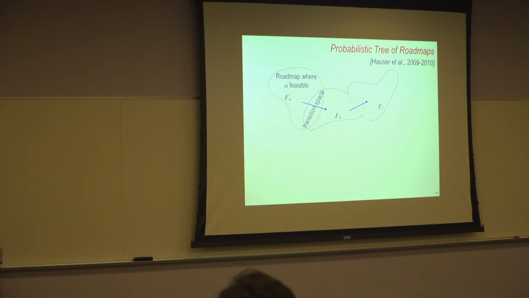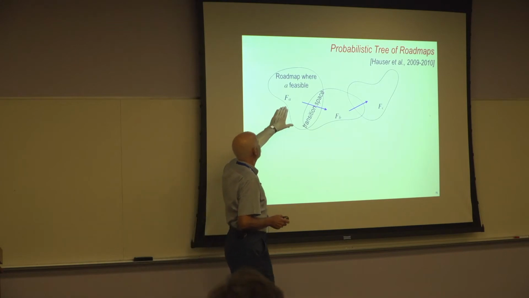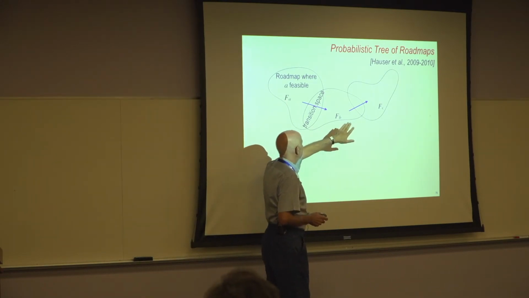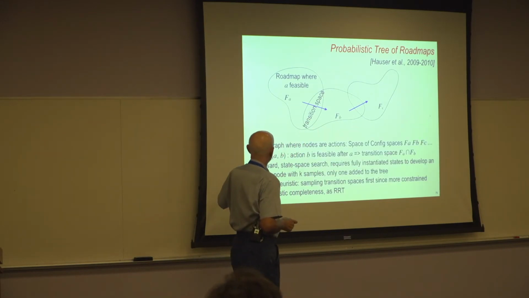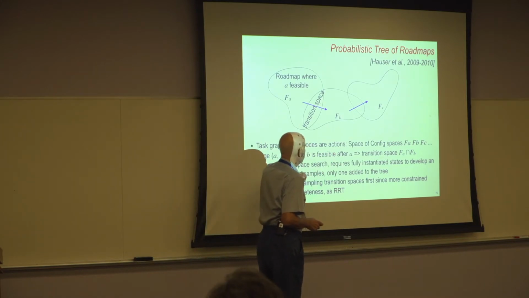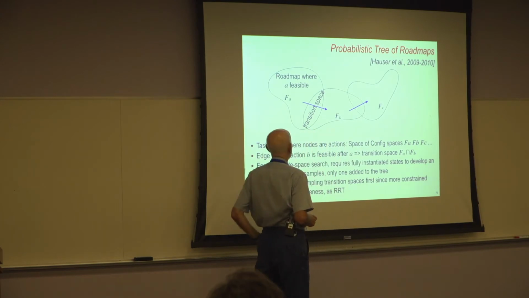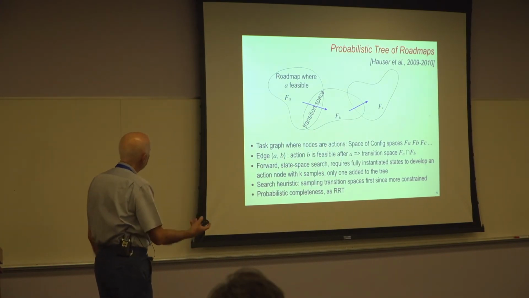And basically, you are also in a space of roadmap, but a roadmap is associated to each action. So this is a roadmap where action A is feasible, where action B is feasible, and so on. And the transition space is defined such that action B is feasible after A. This is the transition space, which is at the intersection of A and B. In some area of the roadmap where A is feasible, then B becomes feasible.